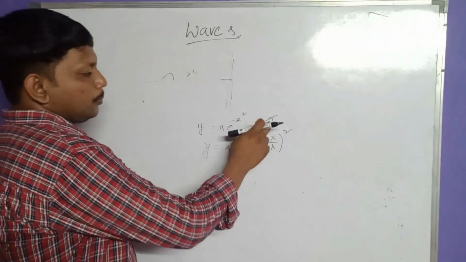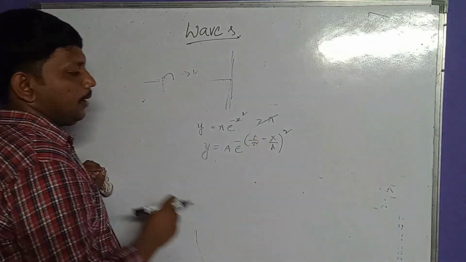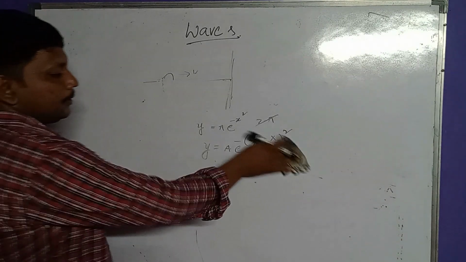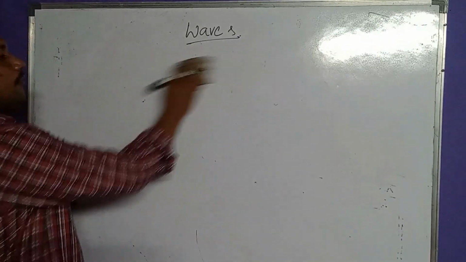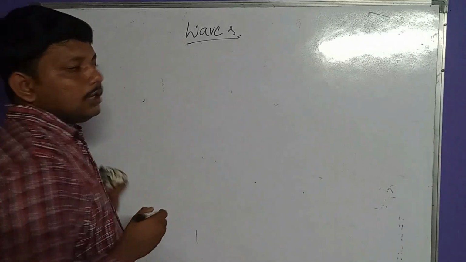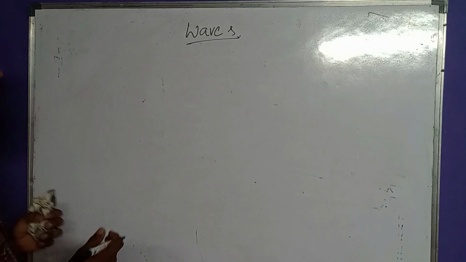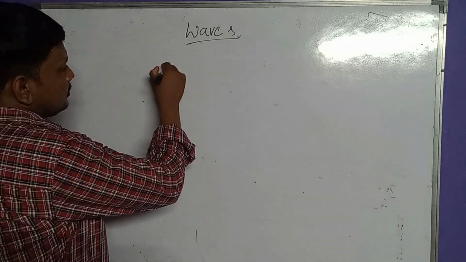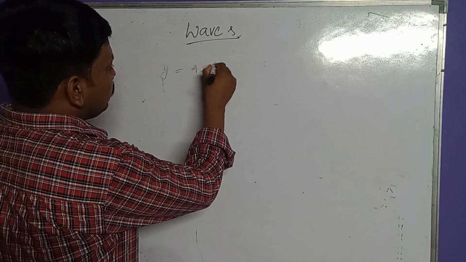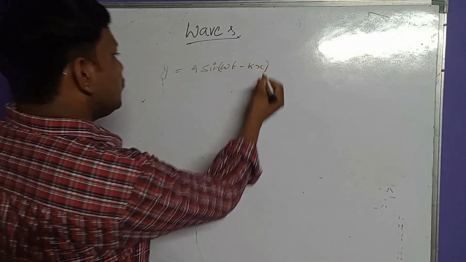So there is no 2 pi term here, t by tau minus x by lambda, right? Next, our topic is velocity of the particle. Till now we discussed velocity of the wave, but now velocity of the particle. y is equal to a sin(omega t minus kx). This is our waveform.